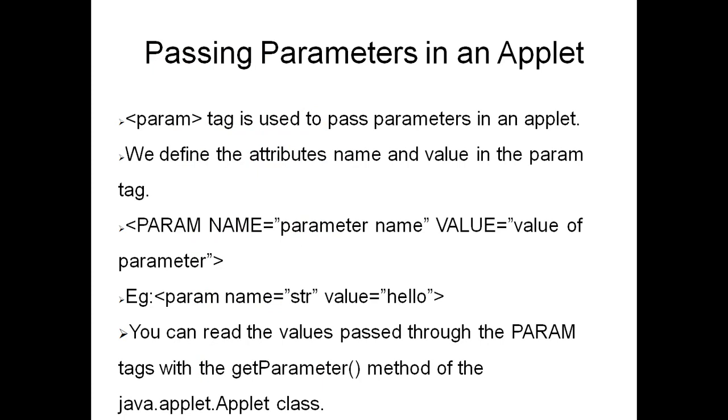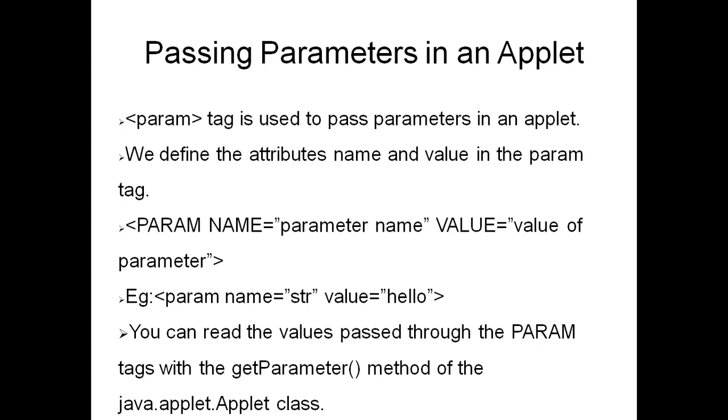Next, let's see how to pass parameters in an applet. In an applet, you can pass parameters using the param tag. So in the HTML code that you define, in addition to the applet code in the applet tag, you have to also define the param tag if you want to pass parameters in an applet. So the param tag is used to pass parameters in an applet.